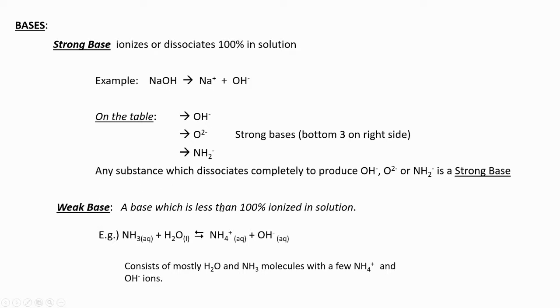Weak bases are ones that ionize less than 100% in solution, just like the weak acids. So we have NH3 plus H2O going to NH4 plus and your OH minus. Notice you have the base, its conjugate acid, and then the conjugate base. So you still have those conjugate pairs like you would before. That's the equilibrium that those guys are going to go into.